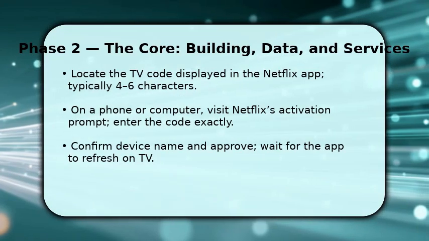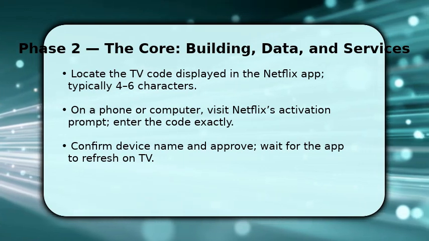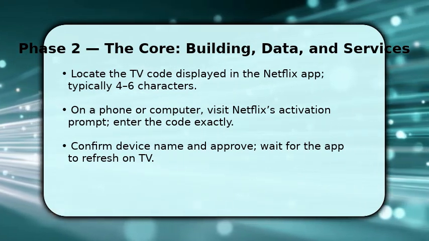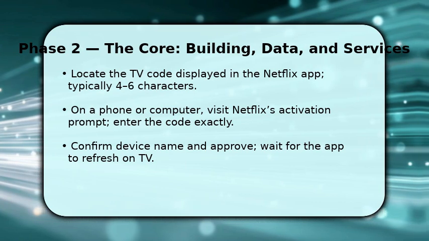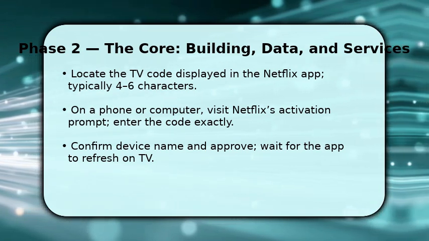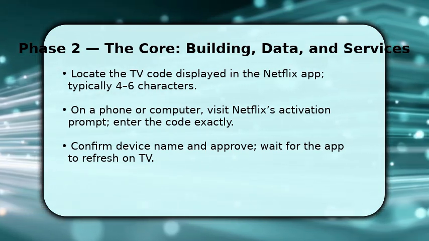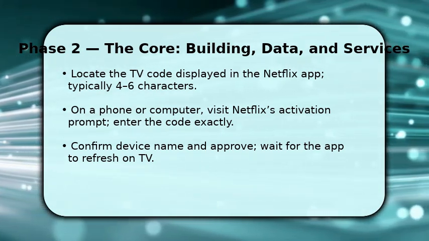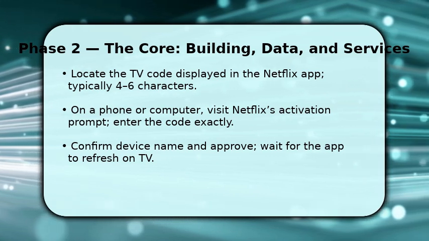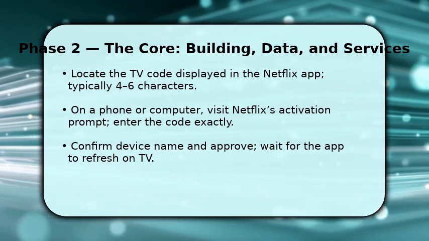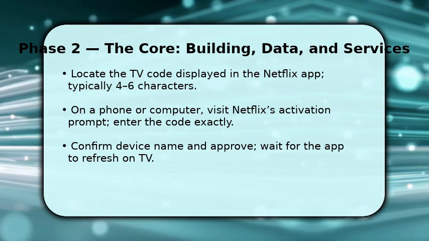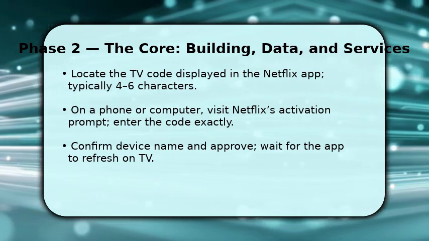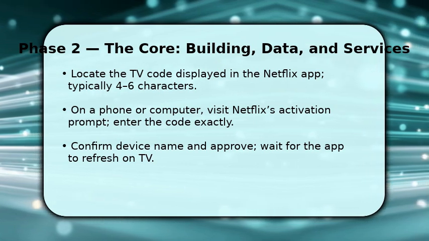You now take the visible TV code and enter it on Netflix's activation prompt using your phone or computer, because that links the account to the device. Make sure to type the characters exactly, including capital letters if shown, since codes are case-sensitive. After you submit the code, confirm the device name and accept any permissions. This tells Netflix to authorize streaming on that TV.